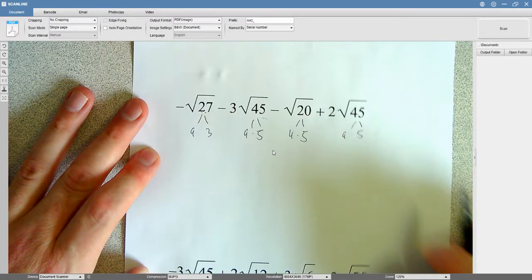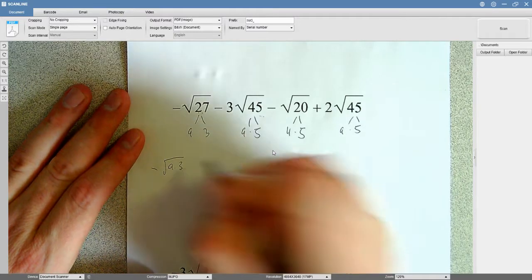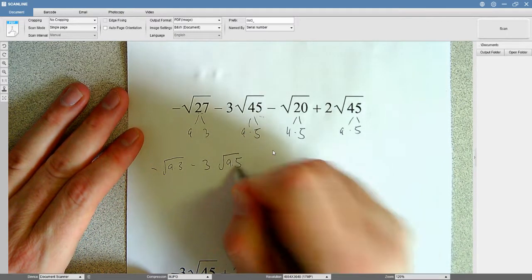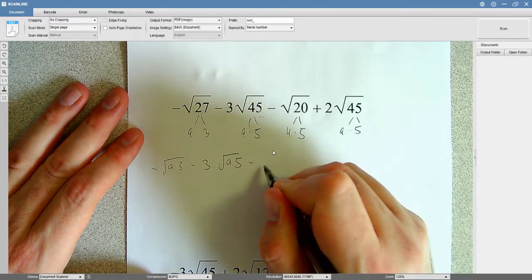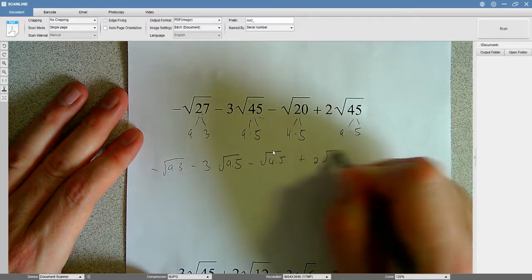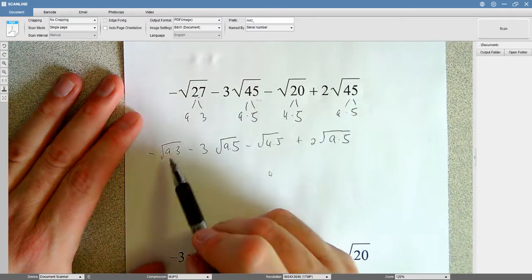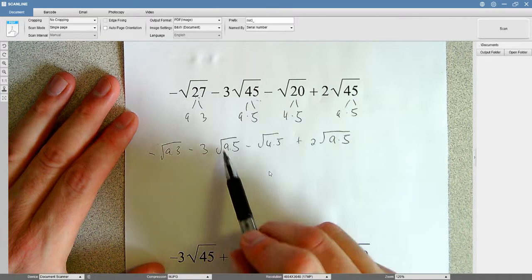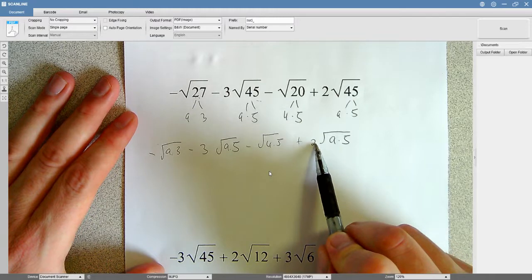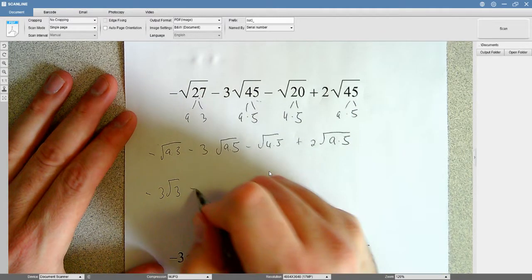So let's rewrite this. Minus square root of 9 times 3 minus 3 square root of 9 times 5 minus the square root of 4 times 5 plus 2 square root 9 times 5. So this 9 will come out as a 3, this 9 will come out as a 3, this 4 will come out as a 2, and this 9 will come out as a 3. So we'll have negative 3 root 3 minus.